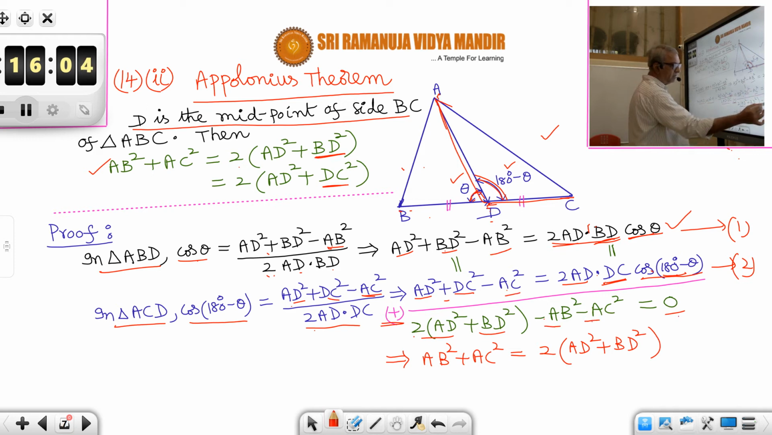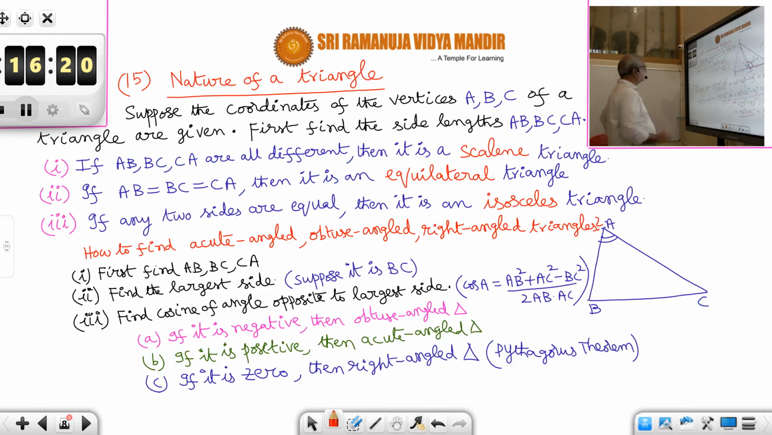Now take these negative terms to the other side. You can prove the formula easily. AB square plus AC square is equal to 2 into AD square plus BD square. So this is what is called Apollonius theorem. Okay. Next, let us see what is on the next page.